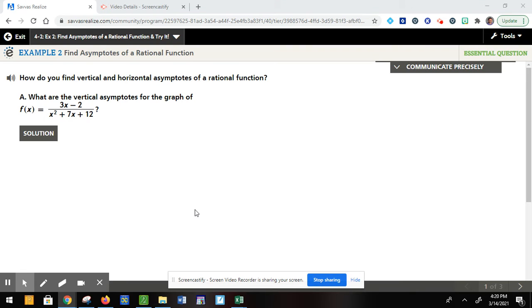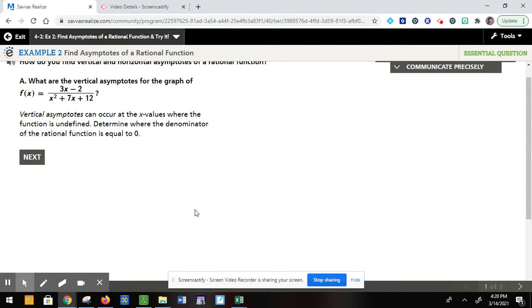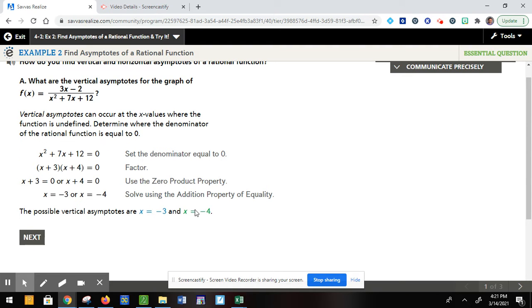Now we're going to find asymptotes of a rational function, one that's obviously a little more complicated than what we've looked at so far. So let's look at vertical first. Vertical asymptotes can occur at the x values where the function's undefined. So essentially that's where the denominator is equal to 0. So we're going to set the denominator equal to 0.